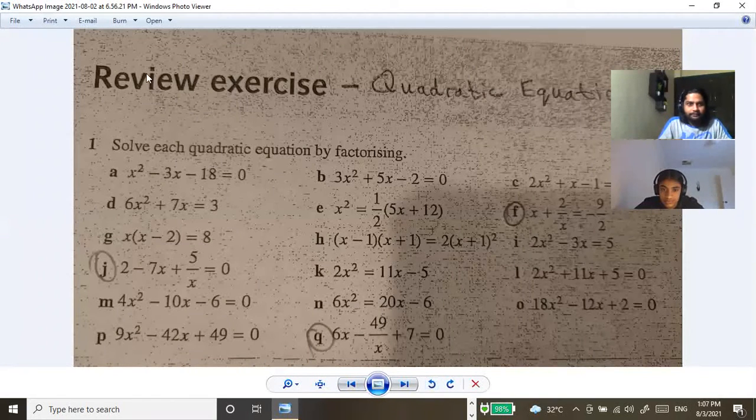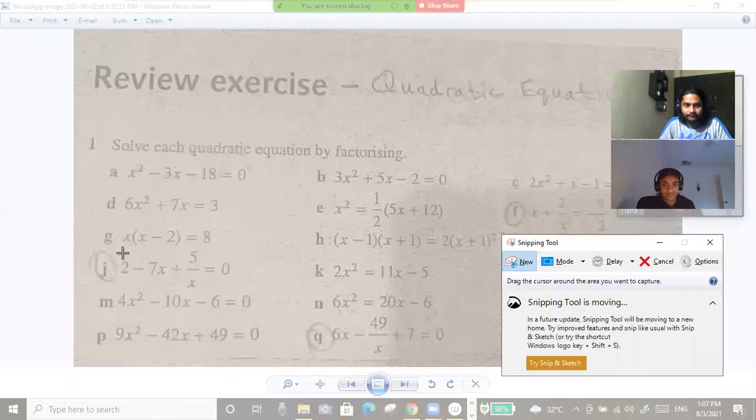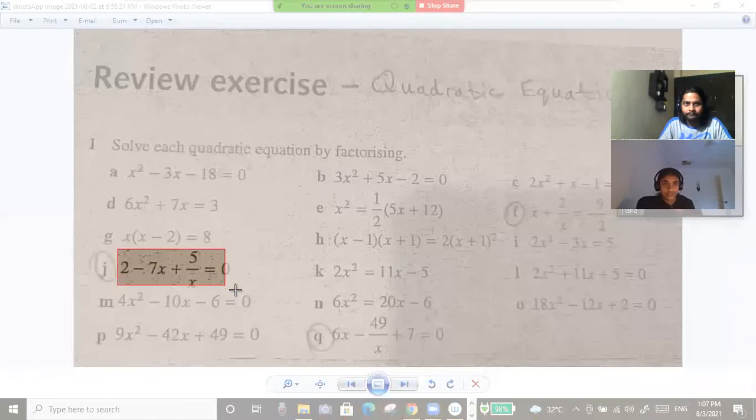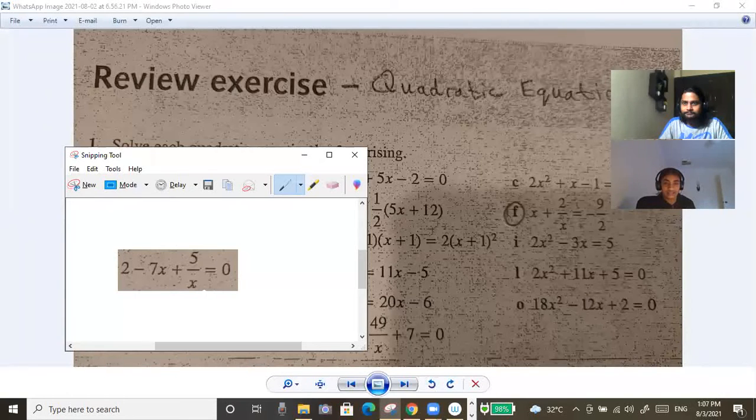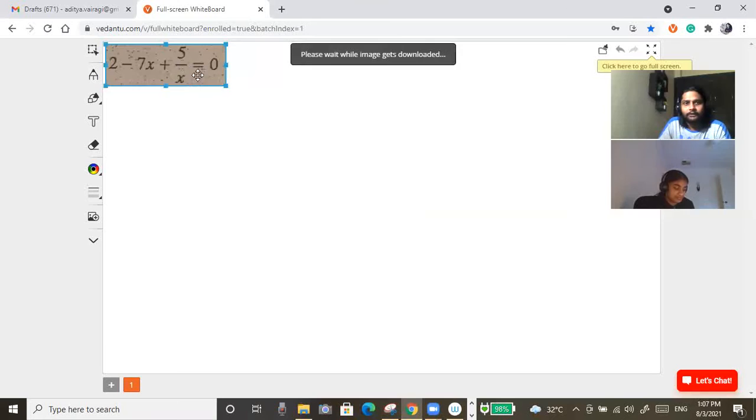Okay, so the questions which are circled, that's what we have to start with, right? Shall we begin with question number J, one main J part? One second, I'll snip it and paste it on the board. Can you also see the question image on the board right now, or is just the board visible to you? The whole screen is being shared. All right, then let me paste it here. This is the question, right?